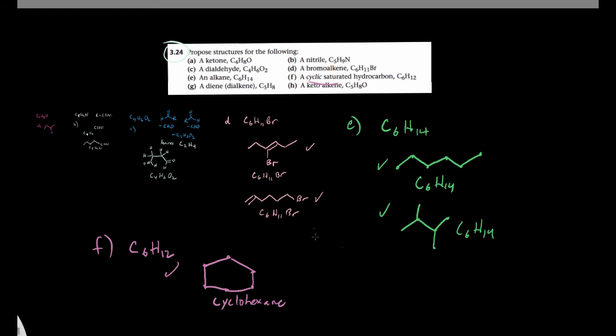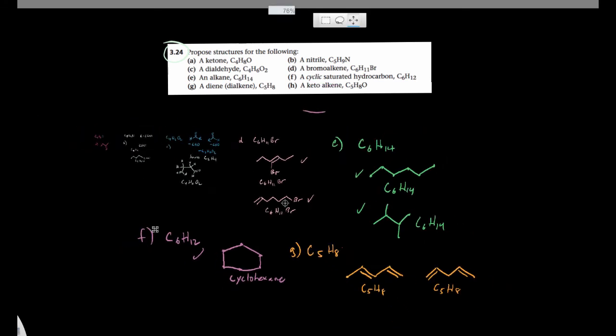And G, C5H8, a dialkene. C5H8. That's a diene. So let's do 1, 2, 3, 4, 5 carbons. And I don't know, let's put two alkenes in, 2 double bonds, 1 there and 1 there. That's 5 carbons, and 3, 4, 5, 6, 7, 8. C5H8. We could have put the double bonds on the 2 ends like this. This also has C5H8. The same molecular formula.